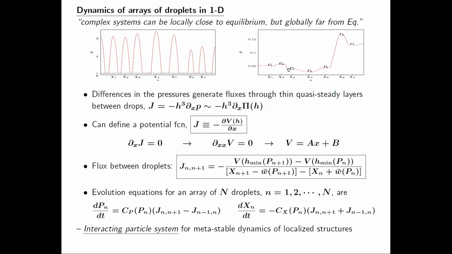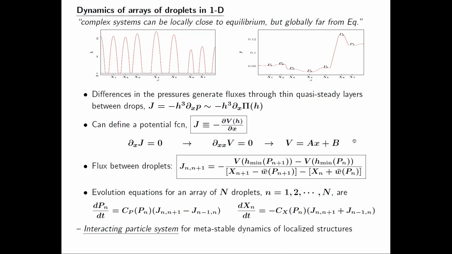So the fluxes are going to be limited through these thin films between the droplets, and we can define basically a chemical potential. The fluxes are going to be given by minus the spatial gradient of a chemical potential. So I'm going to assume that happens in a quasi-steady way. And this potential V is actually going to be the thing that's linearly defined between them, because this satisfies effectively Laplace's equation between them.